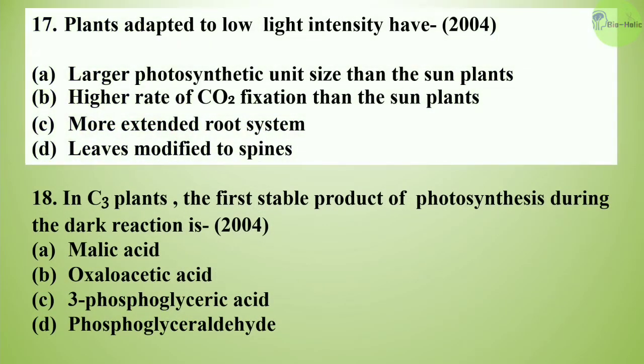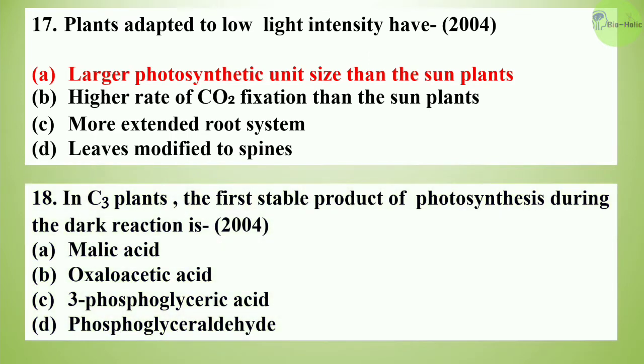Next is plants adapted to low light intensity have larger photosynthetic unit size than the sun plants, higher rate of carbon dioxide fixation than the sun plants, more extended root systems, or leaves modified to spines. Plants adapted to low light intensity have larger photosynthetic unit size than the sun plants.